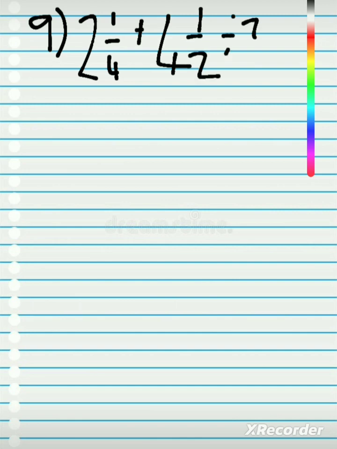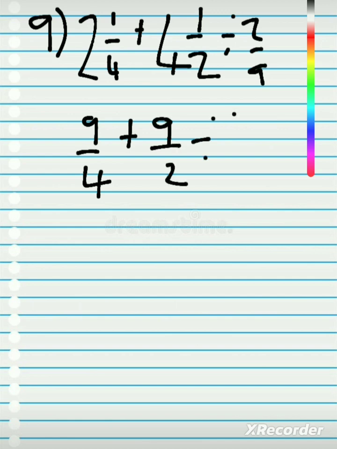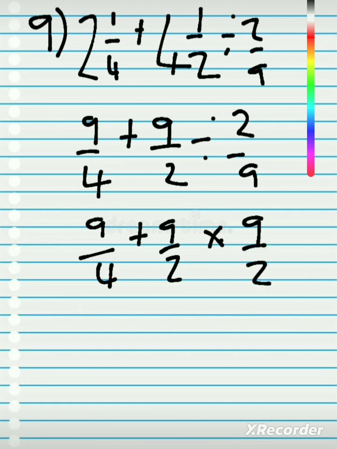Number 9, it's 2 1/4 plus 4 1/2 divided by 2/9. Okay, again we take to improper. 4 times 2, 8 plus 1, 9 over 4, plus 2 times 4, 8 plus 1, 9 over 2, divided by 2 over 9. We start with division, so it's going to be 9 over 4 plus 9 over 2 times 9 over 2. Okay, so 9 over 4 plus 9 times 9, 81, 2 times 2, 4.